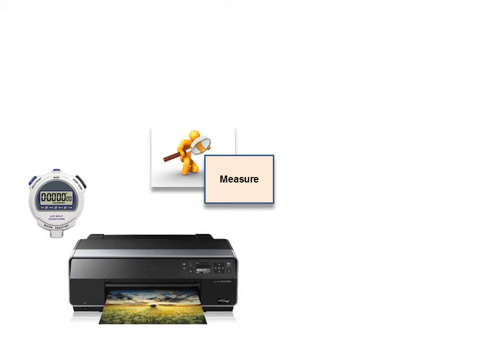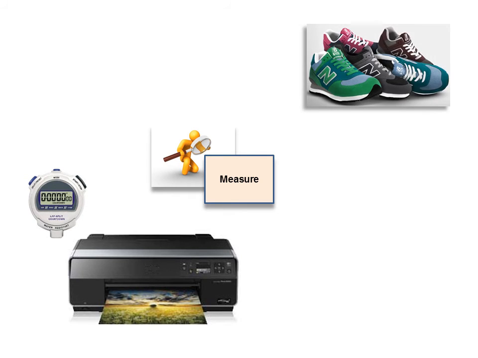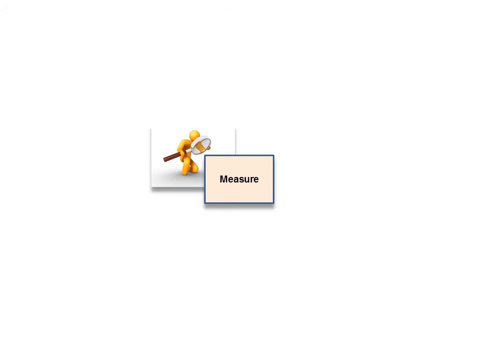Secondly, how many tasks can be performed in a set amount of time? New Balance Shoe Company used this measure to reduce the time it took to make a pair of shoes from 9 days to 8 to 12 hours.